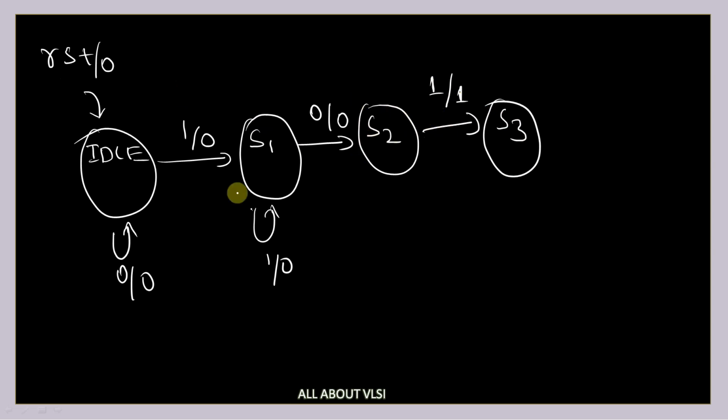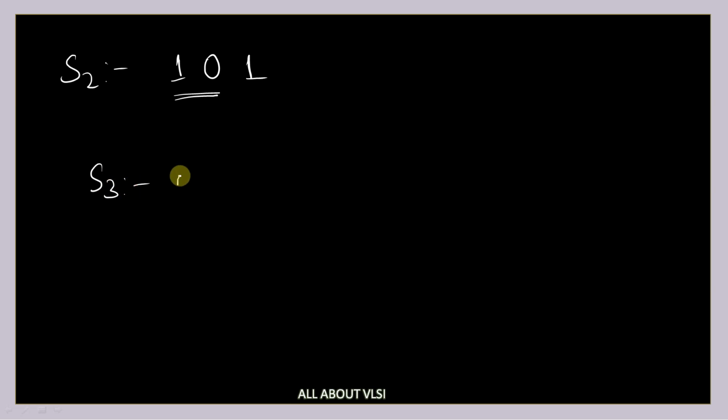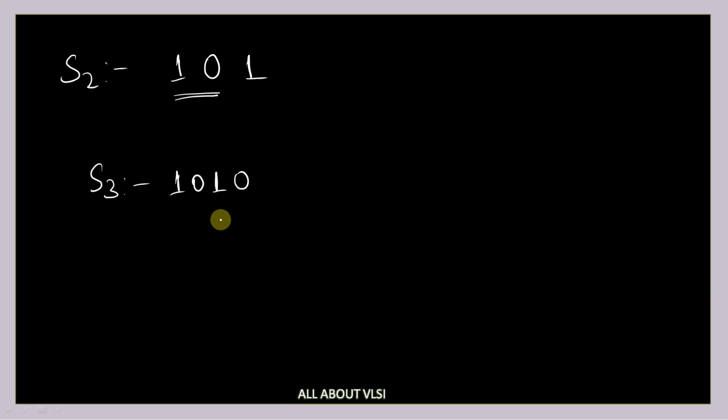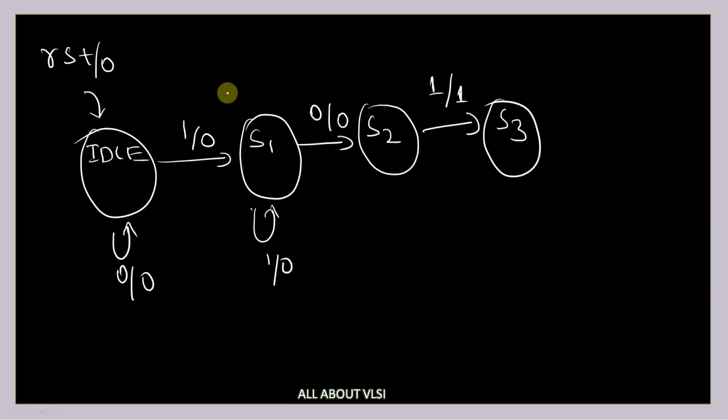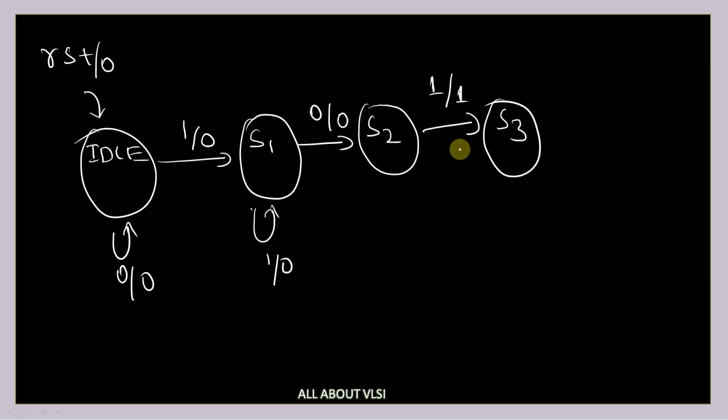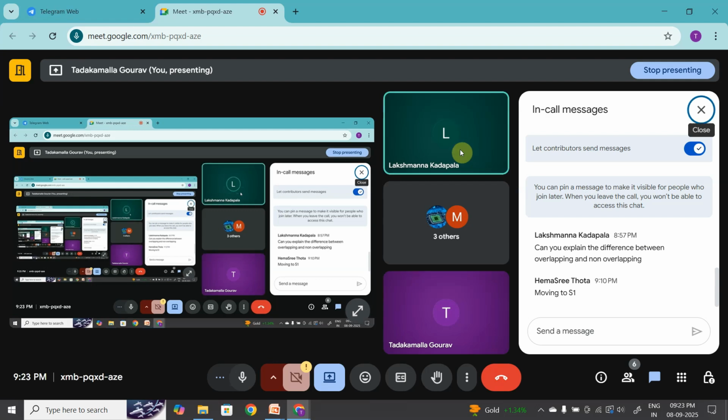Okay. Now, if you are in S3 state, you have the sequence 101. And if you get one more 0, which state should I go to? Can anyone tell me? If I am in S3 state, I have the sequence 101. And if I get one more 0, and I'm talking about overlapping sequence detection, and I'm in my S3 state, what is my next state?